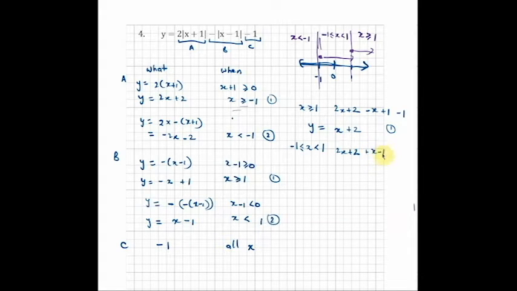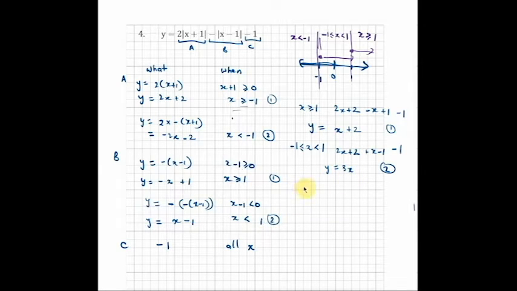Plus x minus 1, and the third part is always minus 1. So that gives us 2x plus x, y equals 3x plus 2 minus 1 minus 1. The constant term falls away, so y equals 3x.